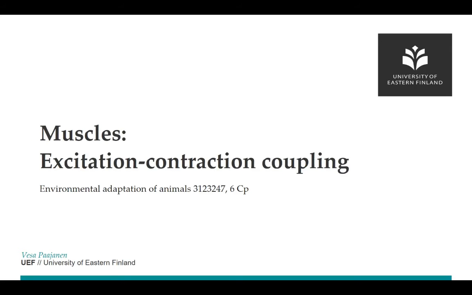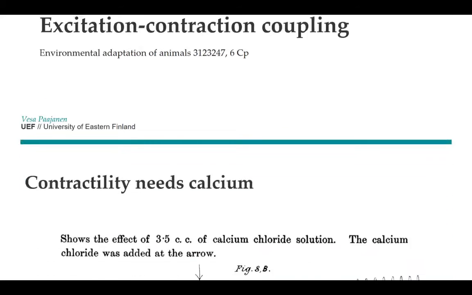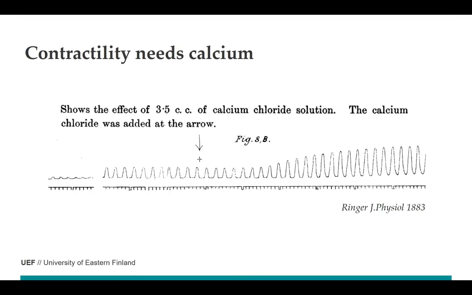And the title of this video is Excitation, Contraction, Coupling, and it might be the most difficult part of the muscle physiology at least. But anyway, the excitation, contraction, coupling is just how the muscle cells are regulating the contractility. And we already know how the myofibrils are making the contraction. They need ATP and they need calcium.